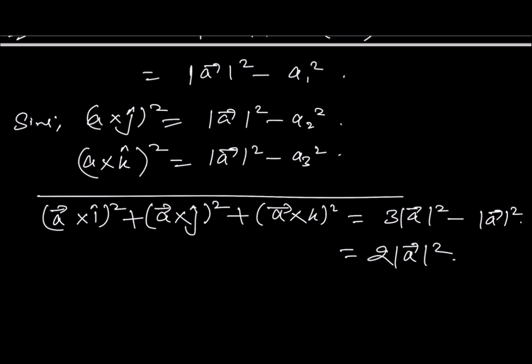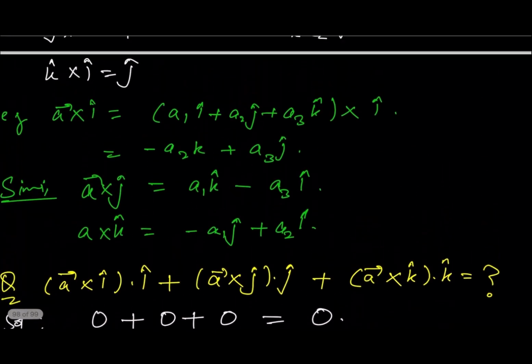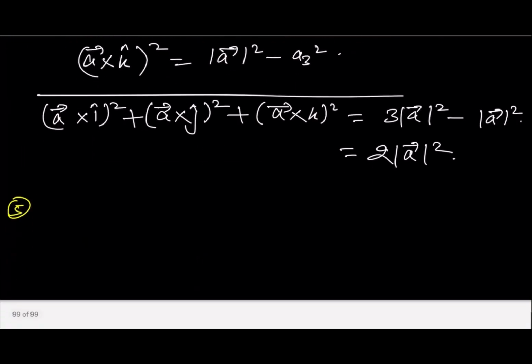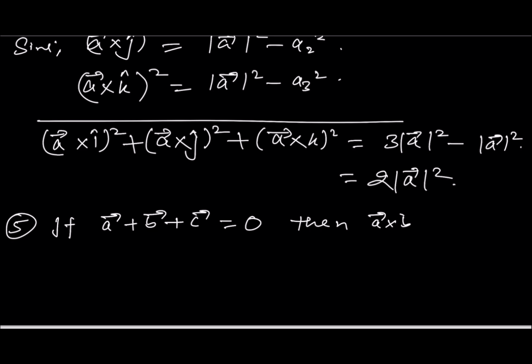Okay, now let's move to next property. Property number 5. Four properties have been discussed so far. Now property number 5. If A plus B plus C is equal to 0, then A cross B is equal to B cross C is equal to C cross A.